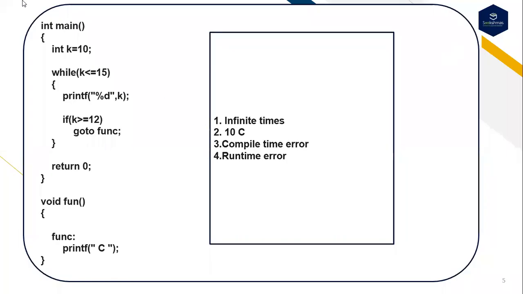This is the third question. int main, int k = 10; while k less than or equal to 15, printf, here I'm printing the value of k. Here I have placed a condition: if k greater than or equal to 12, goto statement. Here I have used the goto statement, goto followed by the function. Here I have declared a void function. This is the goto statement function C, printf, printing the value of C. Predict the output of this code. These are the following options. You can pause this video and predict the output of this code.